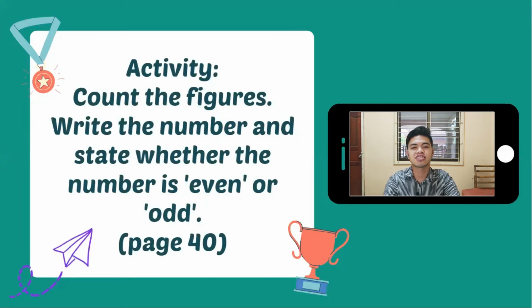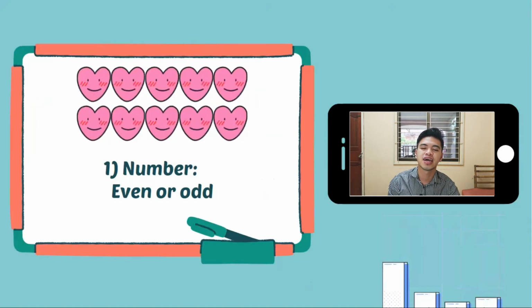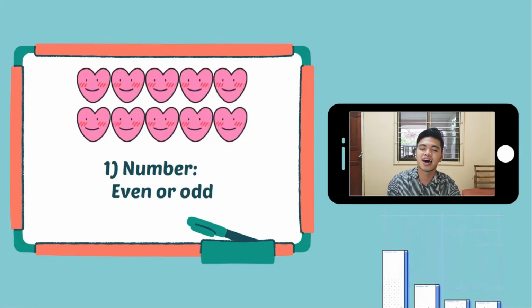Okay, for the next section of our skill advancement activity, we are going to count the figures and then write the number and state whether the number is even or odd. So here are the objects, okay? It can be seen in your book at page 40. Okay, so let's continue.